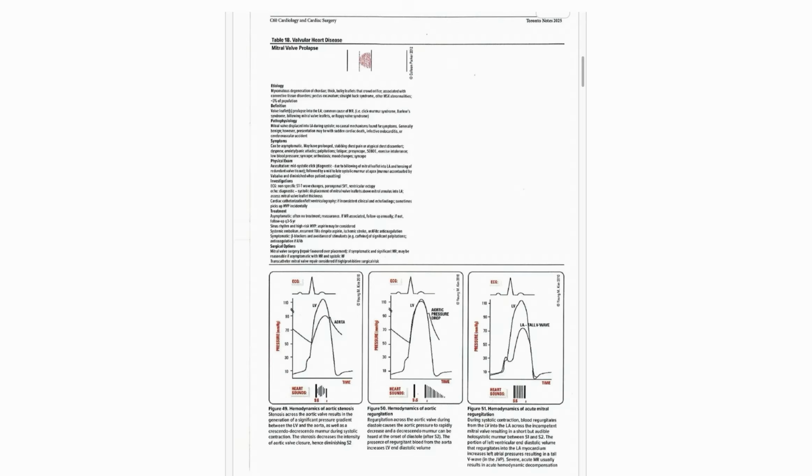Dynamic maneuvers change these findings. Standing or performing the Valsalva maneuver decreases left ventricular volume, causing the click and murmur to occur earlier and become louder. Squatting increases ventricular volume, delaying the click and reducing murmur intensity. These dynamic changes are highly characteristic of mitral valve prolapse.